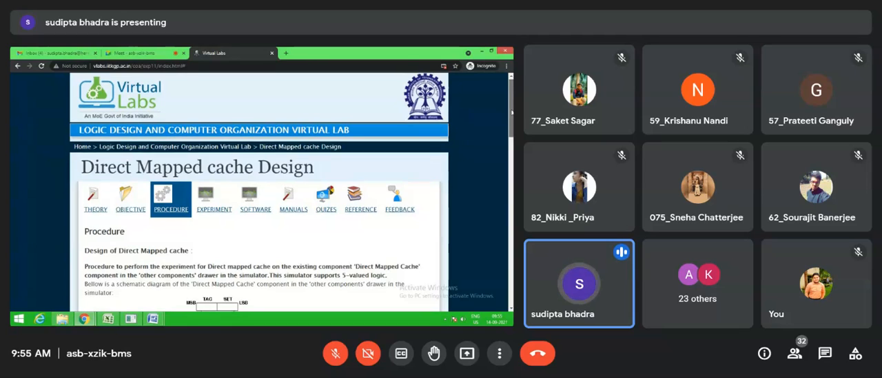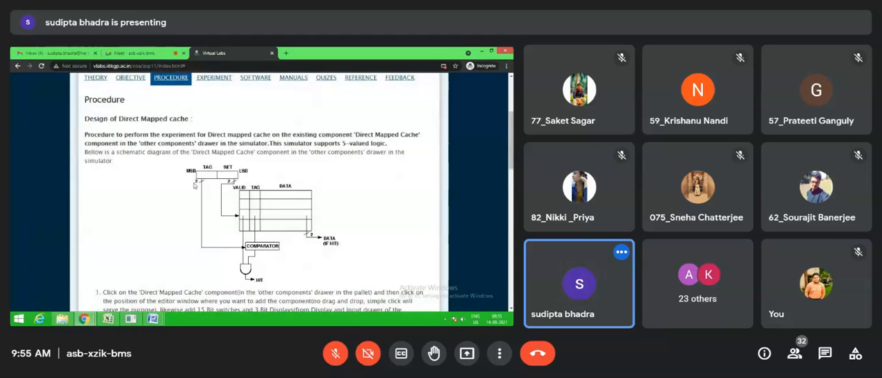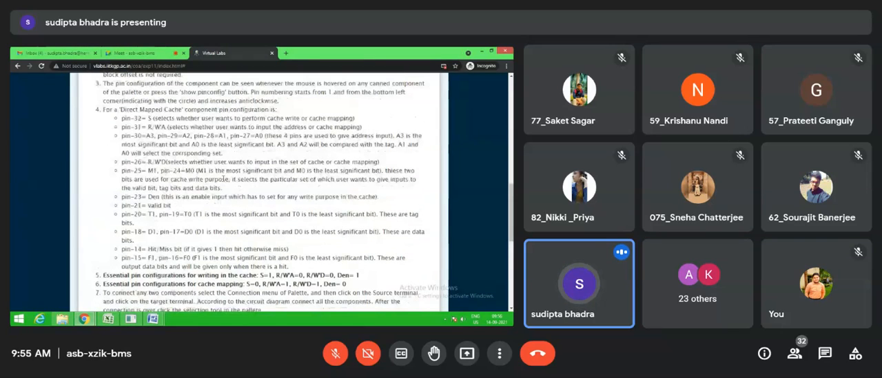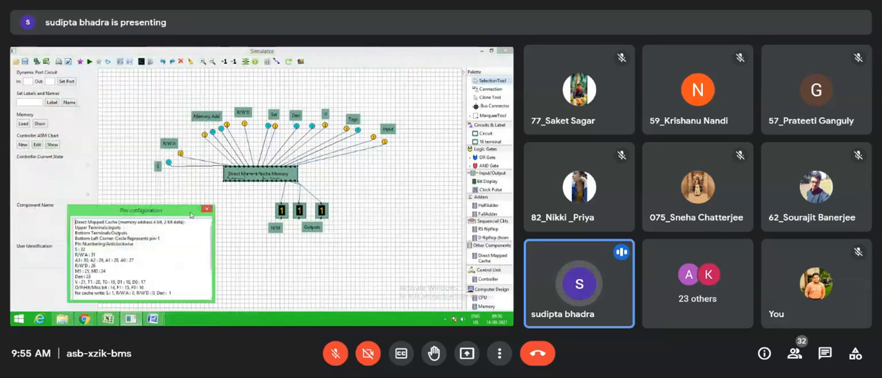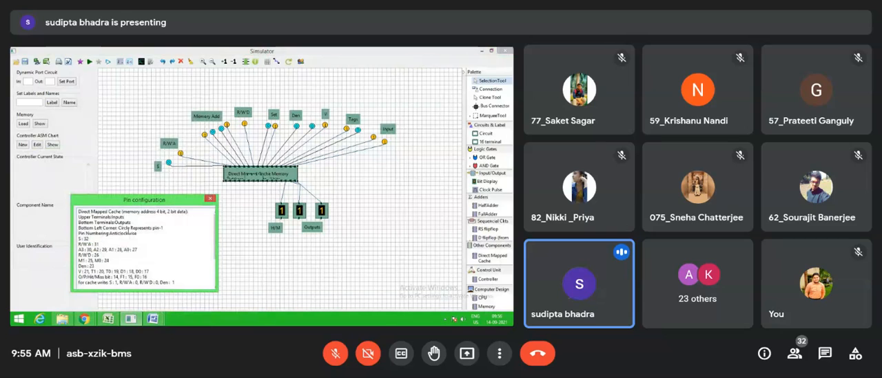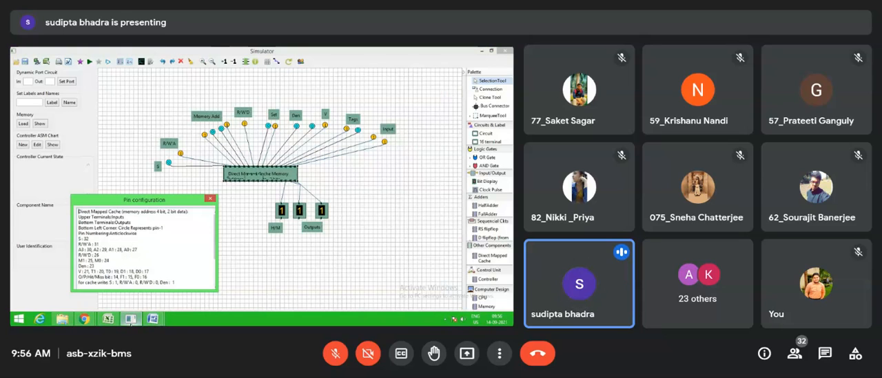In the procedure page of the direct map cache design experiment of the virtual lab, you will get this circuit, which is applicable for the second component level design. You will also get the pin information, which is present in the pin configuration as well as in the procedure page of the direct map cache experiment. Here all the upper terminals are input and all the lower terminals are output.